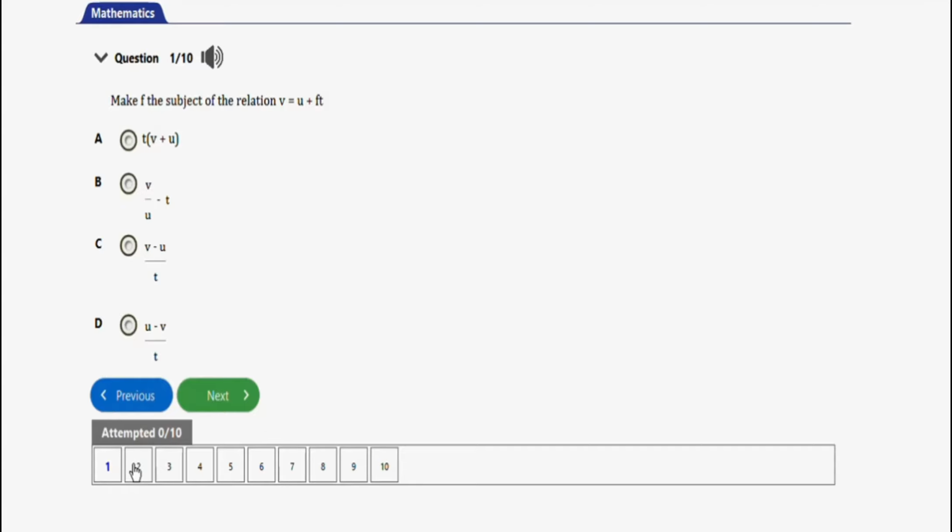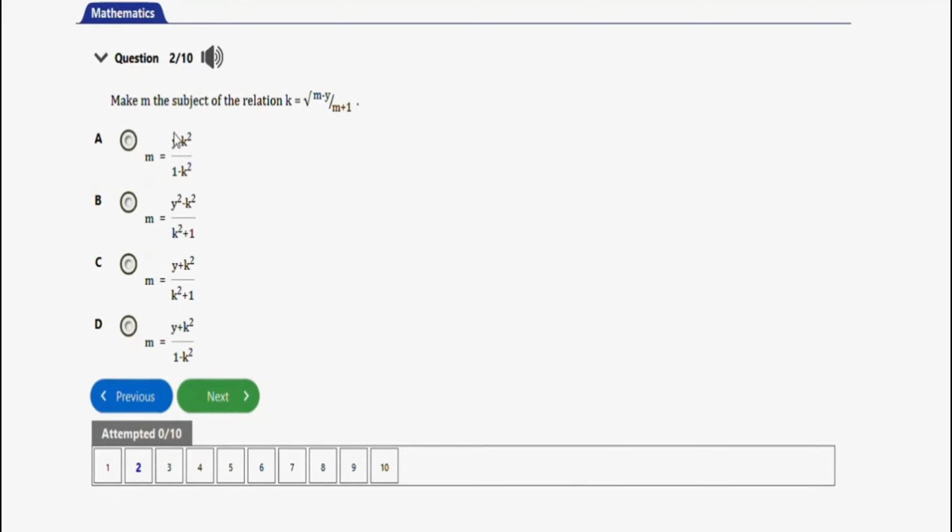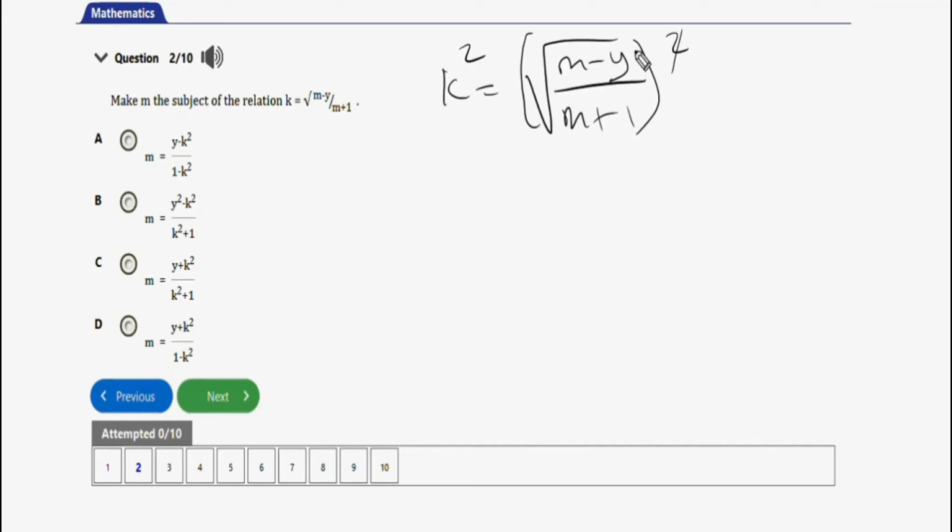So the next repeated question will be this one. It says make m the subject of the relation. Alright, so let's solve this as well, guys. This is also easy. Let's do it together. So we have k equals square root of (m minus y) over (m plus 1). The first thing to do will be to remove this square root, and to remove this square root you need to square both sides. So this square cancels the square root. We are now left with k square equals (m minus y) over (m plus 1).